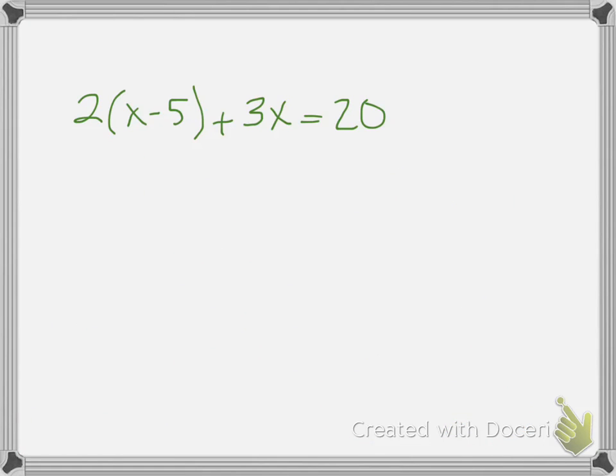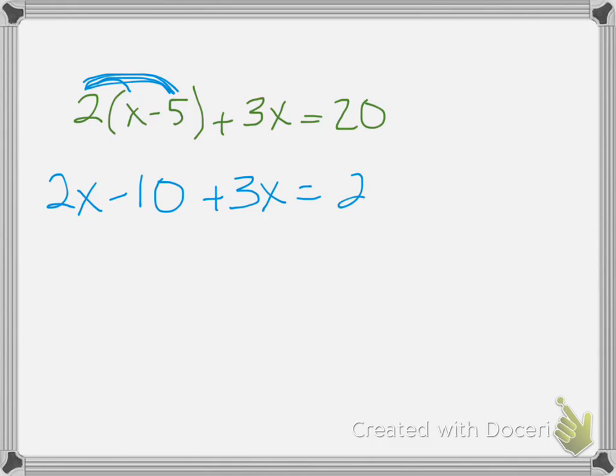Okay, some of these you can pause the video and do them yourself and then check to see if you're getting the same answer as me. That's fine. This one, it looks like I have to distribute first because I need to get rid of this 2. When I distribute to both of them, 2 times x gives me 2x. That 2 times negative 5 gets me negative 10. A lot of you guys forget to distribute to both of them. Then we still have that plus 3x is equal to 20.